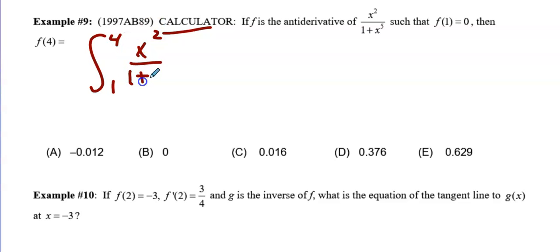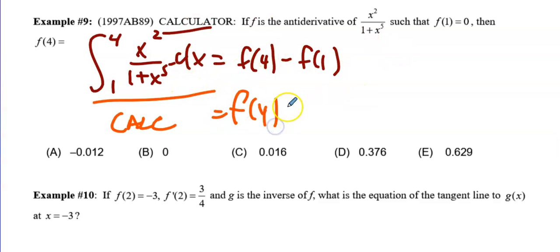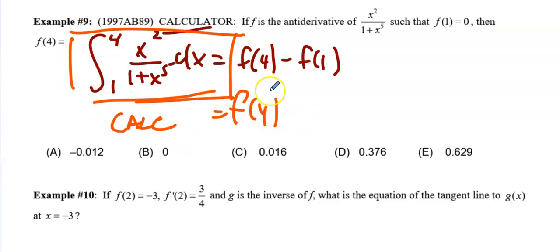Because this is the antiderivative. And remember, if f is the antiderivative of this, then I'm going to be left with f of 4 minus f of 1. So you would use your calculator to solve this problem, and that would give you your decimal answer. You're going to plug in f of 1 equals 0. So whatever this says in your calculator is going to be what your answer is right here.